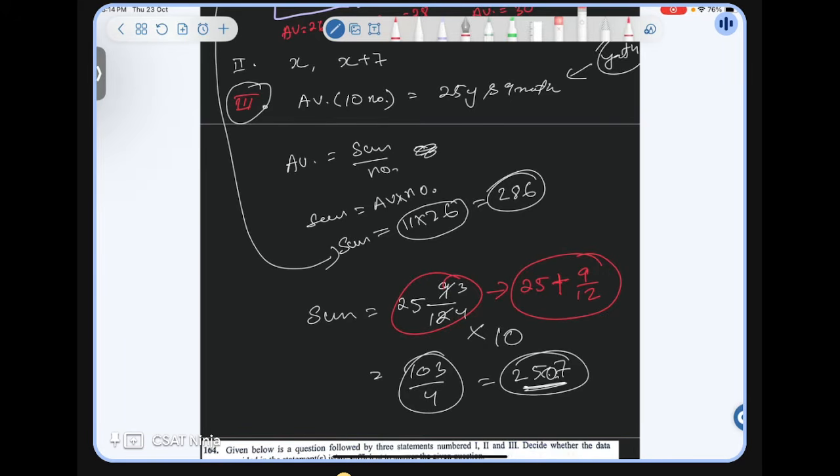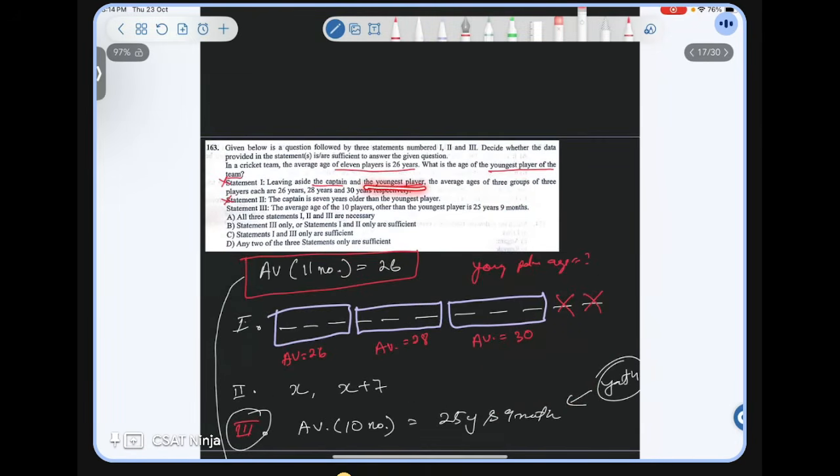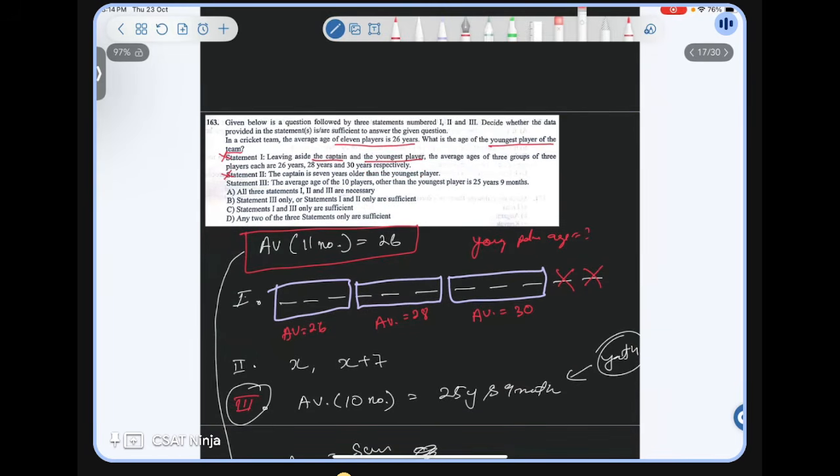So you compare this one. You don't need to solve everything, okay? Just for understanding, I'm explaining here. The sum of all the players is this one. And if I exclude the age of the youngest player, then I'm getting this. So if I subtract these two values, then we will get the age of the youngest player. Which means statement number 3 alone is sufficient.